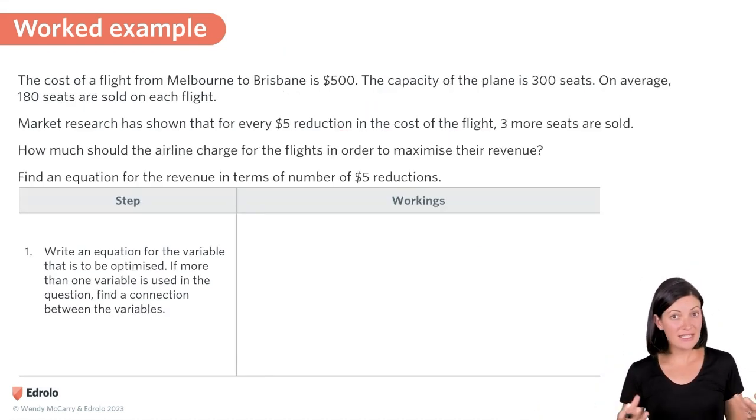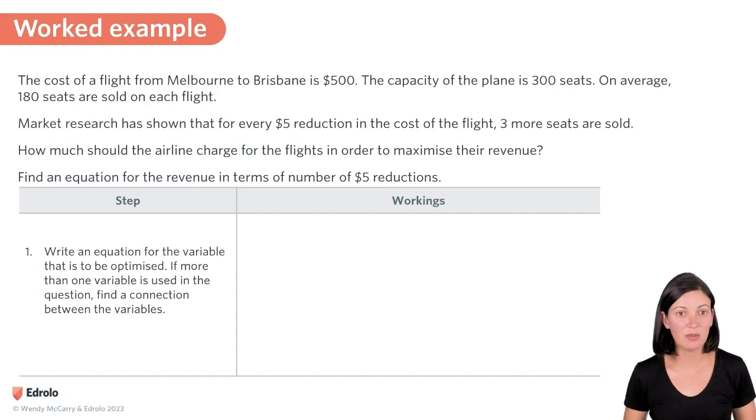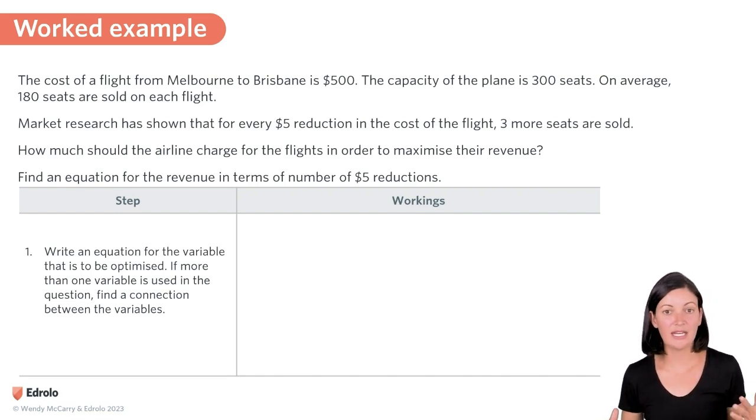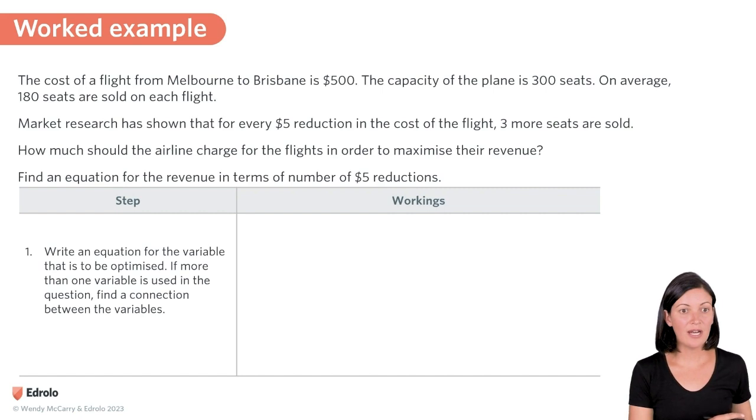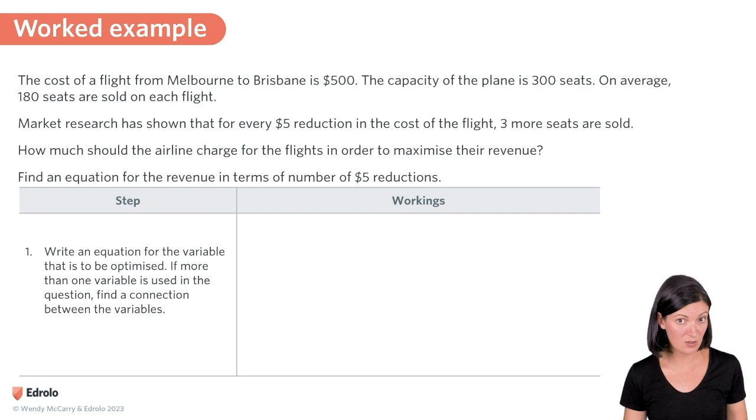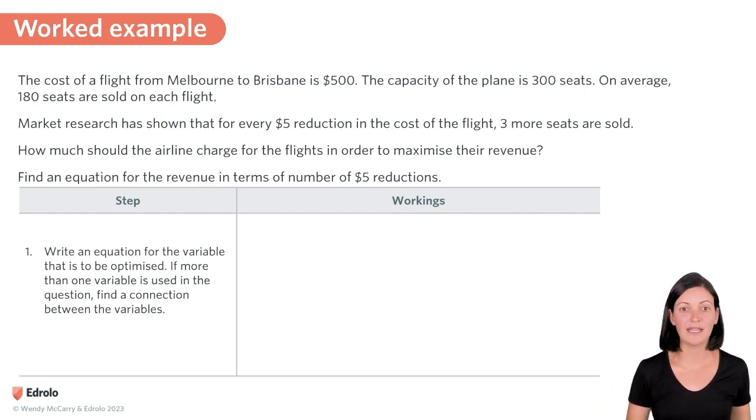Okay, let's take a look at a different type of optimization problem here. The cost of a flight from Melbourne to Brisbane is $500. The capacity of this plane is 300 seats. So on average, 180 seats are sold on each flight. Market research has shown that for every $5 reduction in the cost of the flight, 3 more seats are sold. So how much should the airline charge for the flights in order to maximize their revenue?